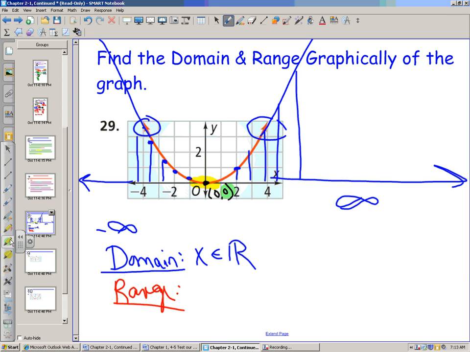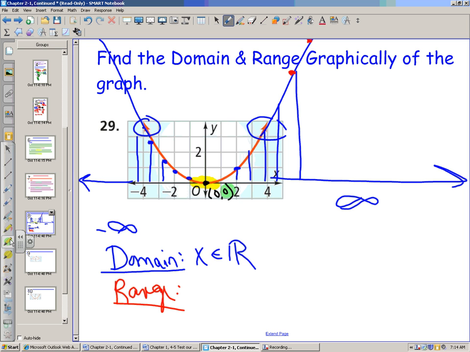So it starts at 0, and then what happens to my y values? Do you see? Here's a y value clear up here. Here's a y value clear up here. There's one clear up in the sky. There's another one clear up in space. So is there ever a max to my y values?